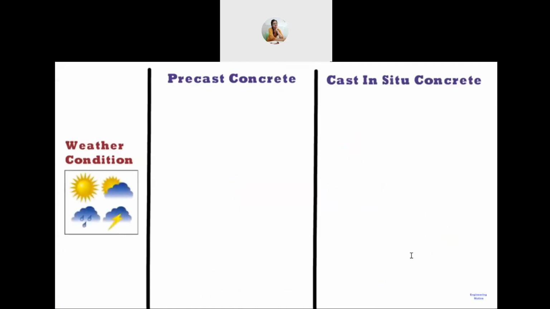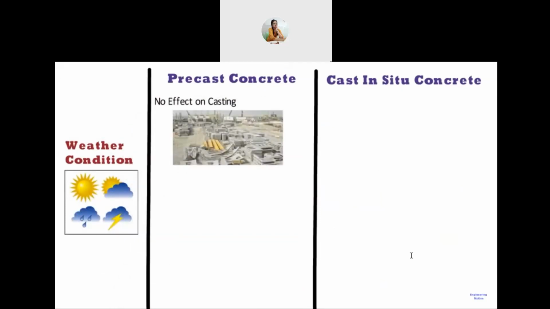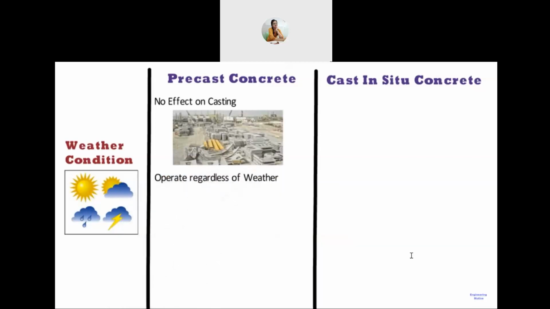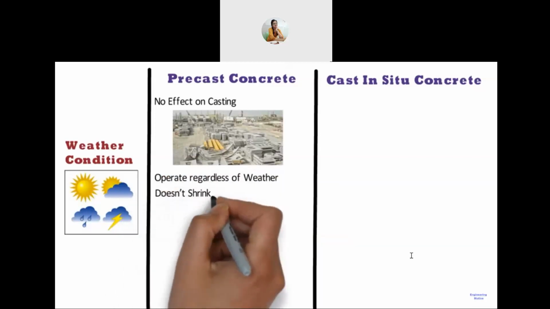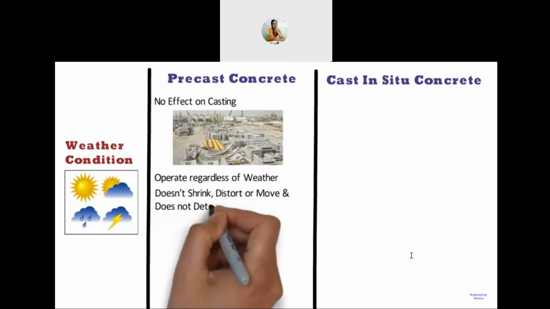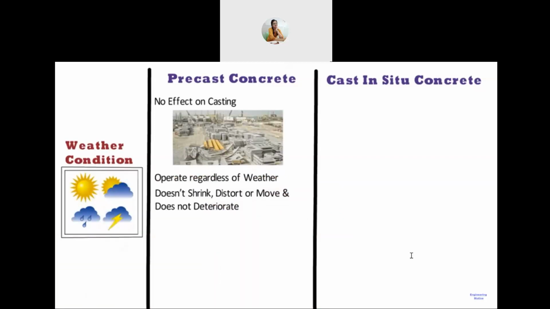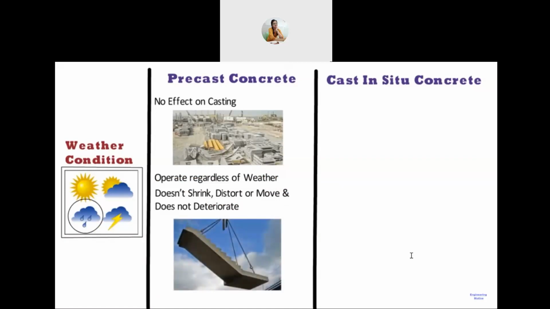Weather condition. In case of precast concrete, weather condition has no effect on casting work. A fabrication site for precast concrete can operate regardless of the weather. Precast concrete doesn't shrink, distort or move and does not deteriorate with exposure to climatic change. Suppose if it is raining and your precast slabs arrive on site, then you can simply lift them into place.